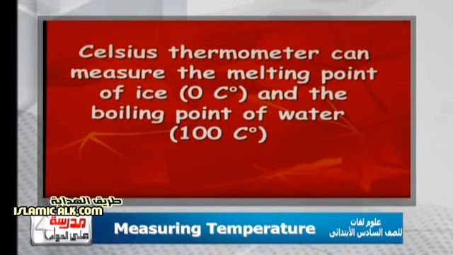So the Celsius thermometer can measure the melting point of ice, which is 0 Celsius. It is used to measure the temperature of liquids or the melting point of ice, which starts from 0, and the boiling point of water, which is 100 Celsius.